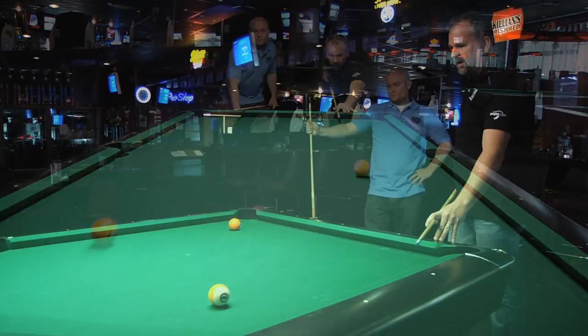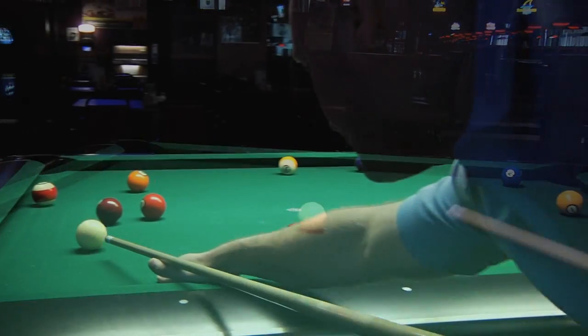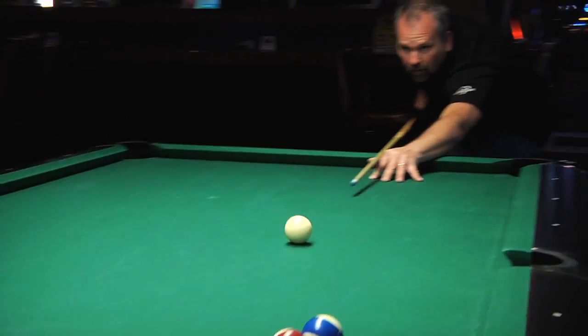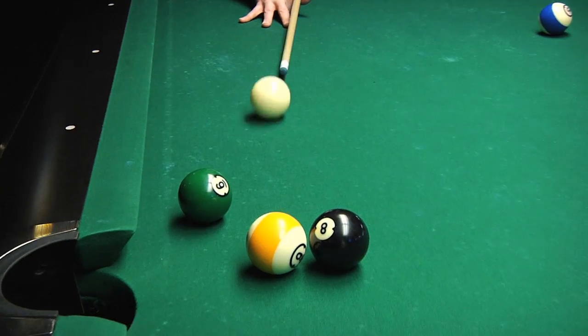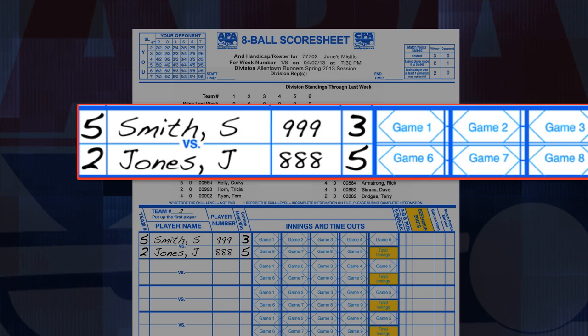Let's go through a couple of examples to help better understand this concept. For example 1, Steve wins the lag, breaks, pockets 2 balls and then misses the third. Joe then pockets 5 balls and misses the 6th. You mark in the game block 1, 1 inning.